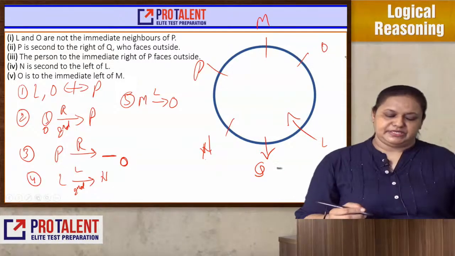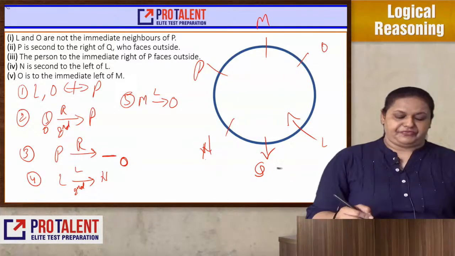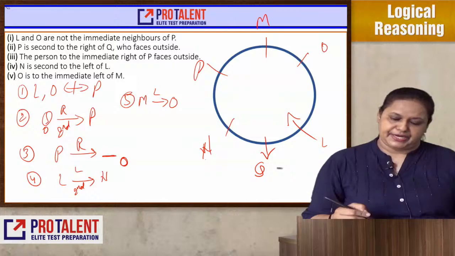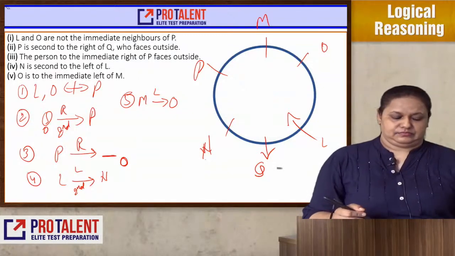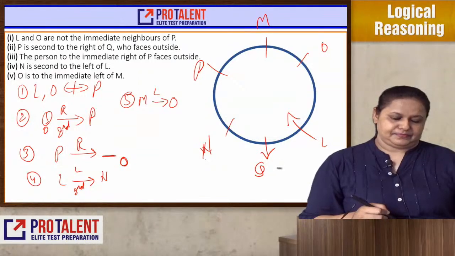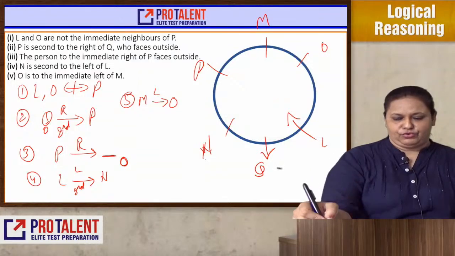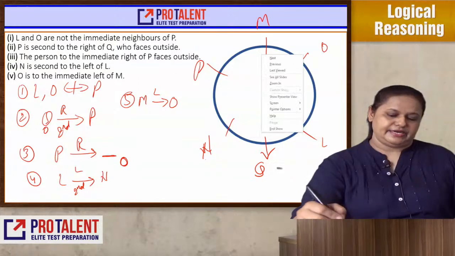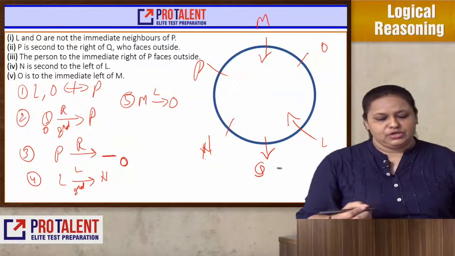So this is how the arrangement is there, and the person on the right side of P should face outside. So am I getting the direction of all? I got the direction of Q, L, M. Immediate left side of M, O should be there. It means that M is facing center. Then only in the left side I am going to get O. So I am getting that.